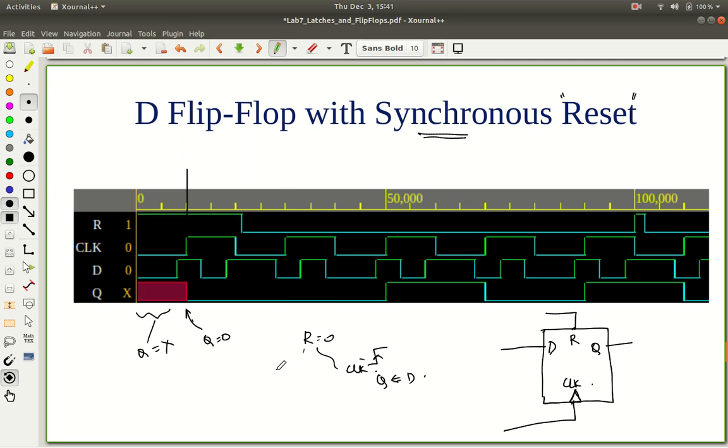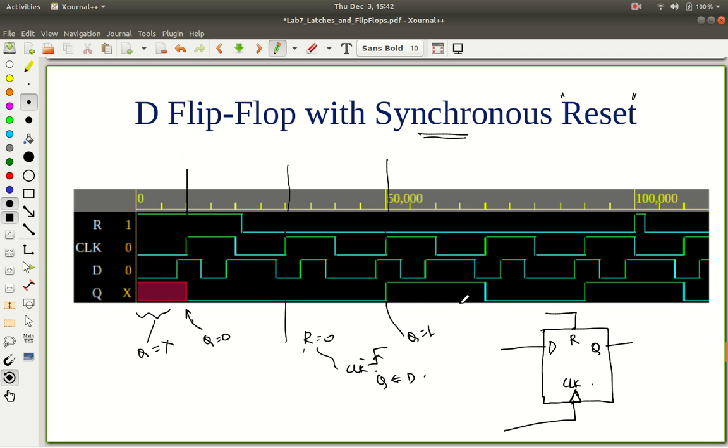So let's see, here the reset goes low here, and on this clock edge we have D is 0, so it's not changing. Now on the next clock edge, that is here, we have D is 1, so therefore Q becomes 1 on this edge, and so on and so forth.